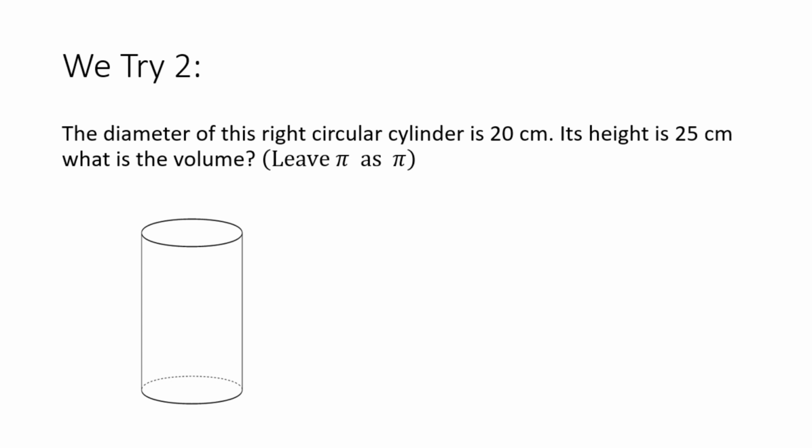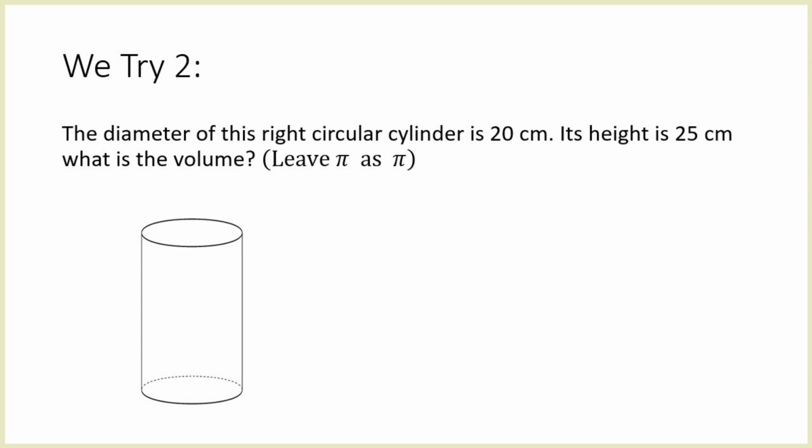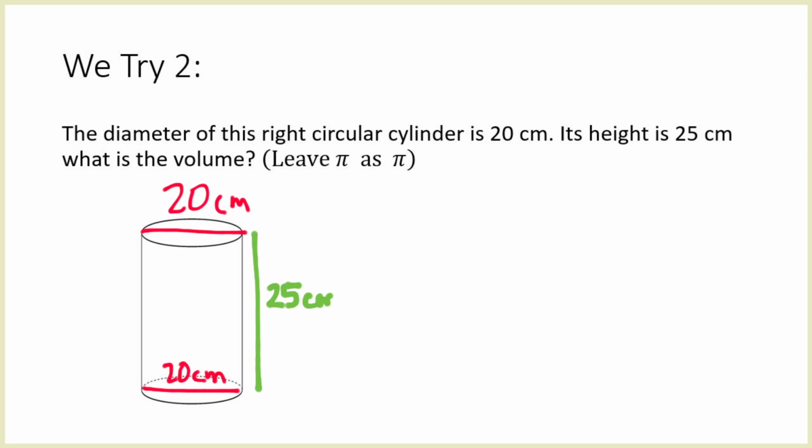Okay, let's take a look at another one. The diameter of this right circular cylinder is 20 centimeters. Its height is 25 centimeters. What's the volume? And we're going to leave pi as pi. So let's mark what I know. The diameter is 20 centimeters. I know that the height of all of this is 25 centimeters.